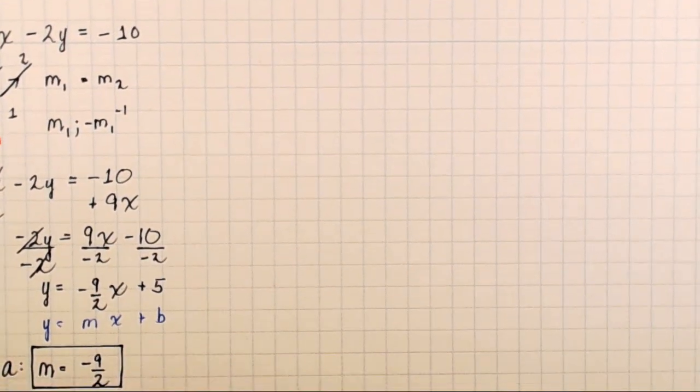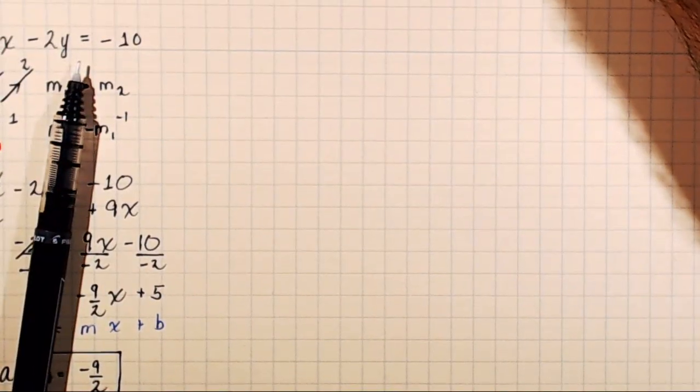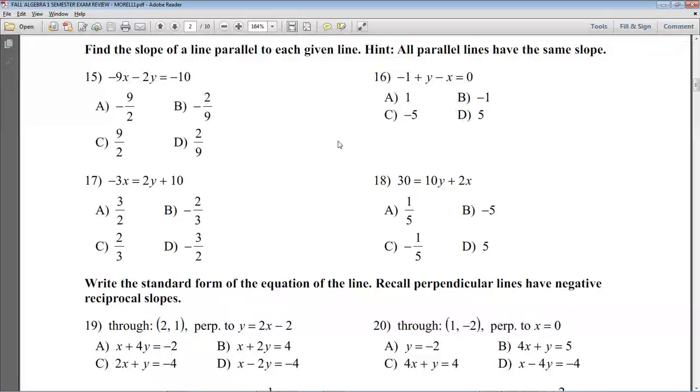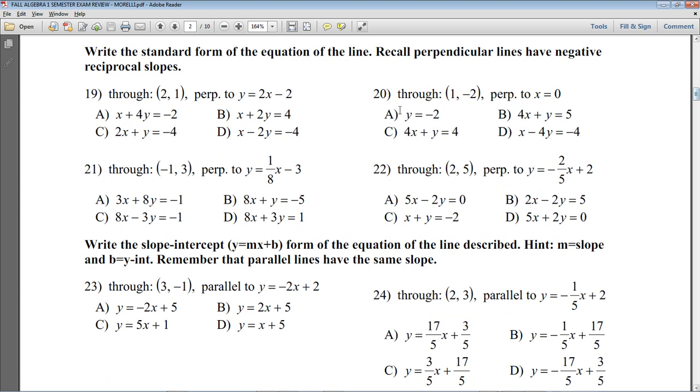All right, so now time to move on to the next section. Here it's asking us, write the standard form equation of the line. Recall perpendicular lines have negative reciprocal slopes. So we've already done part of this. So here's what it's giving us.